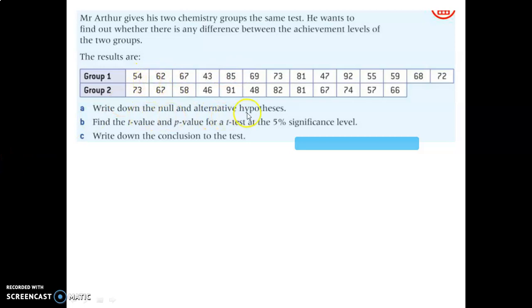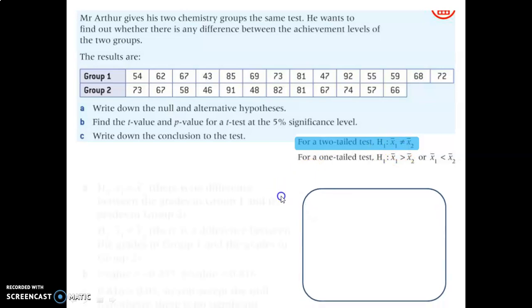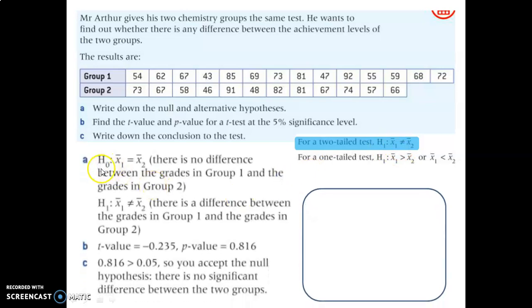Write down the null and alternative hypotheses, and then let's run the t-test. So we're going to use the two-tailed test, with the alternate hypothesis that the means are not equal. So let's see, what do I have here? Okay, so null hypothesis, the means are the same. That means the data is not significantly different from one class to the other. And then alternate hypothesis, the means are not the same. And then we get a t-value of this and a p-value of this.